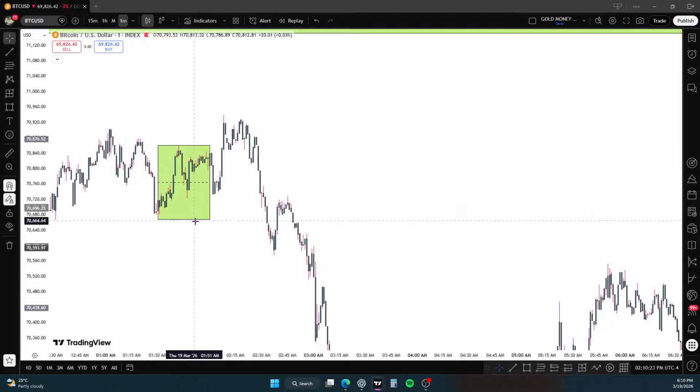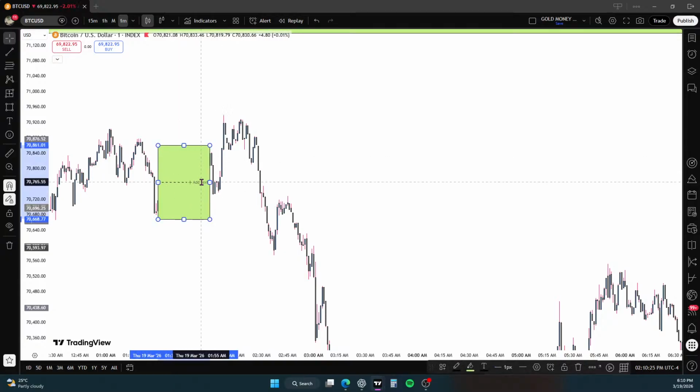So this one specifically is the London Open Kill Zone. So I'm going to write that on here as London Open Kill Zone.